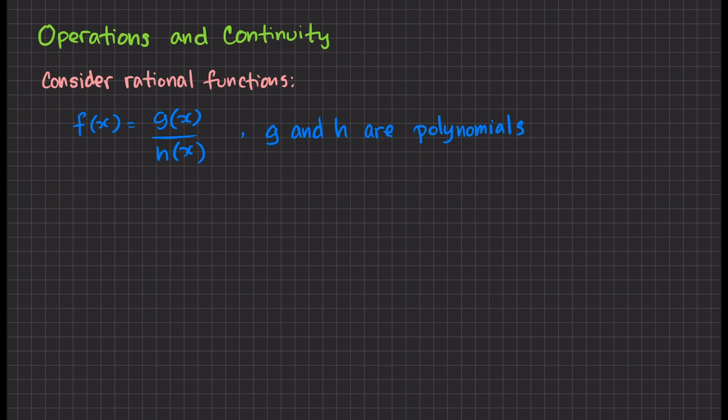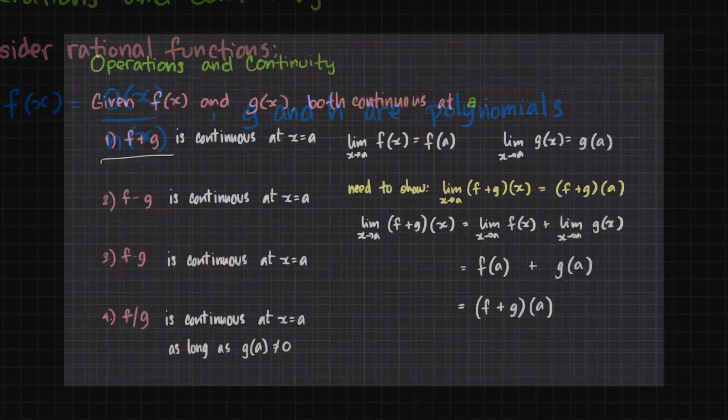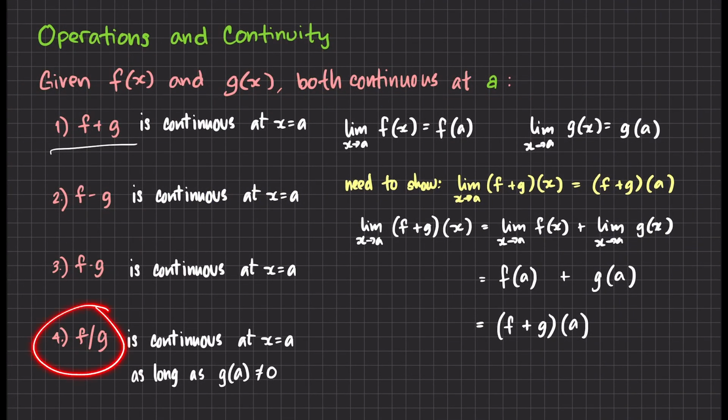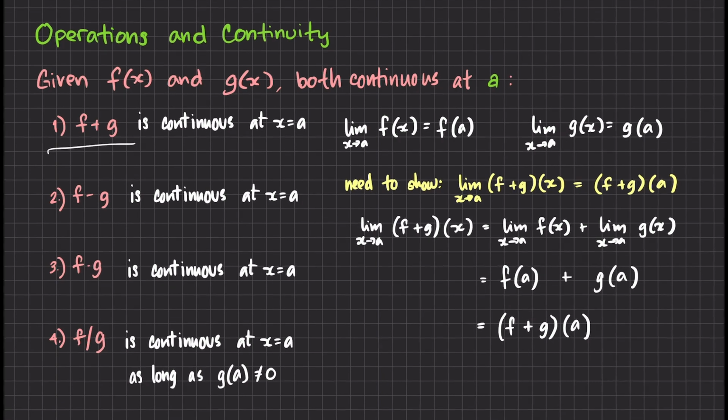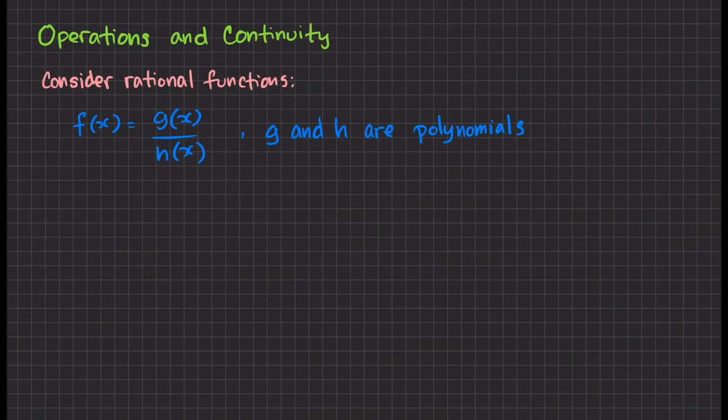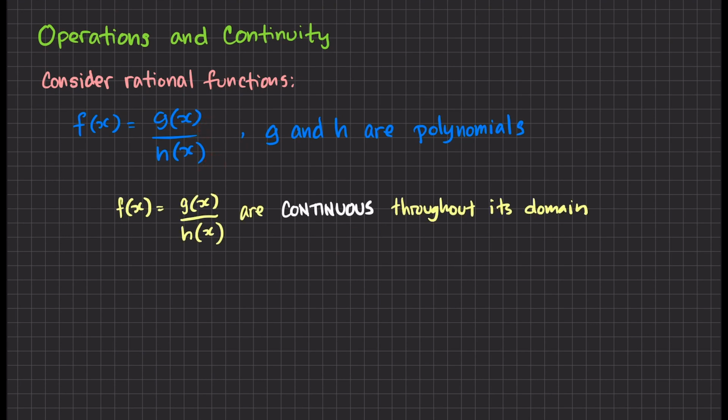Now, let's consider our rational function na dinedefine natin as a polynomial over a polynomial. So, g over h, g and h are both polynomials. So, this would be the situation, similar dito, na we are looking at the quotient of f and g, where f and g are both continuous. Kasi nga, polynomials yung f and g in a rational function. Except this time, ang tinitignan natin ay g at h. So this implies that rational functions are continuous throughout their domain.